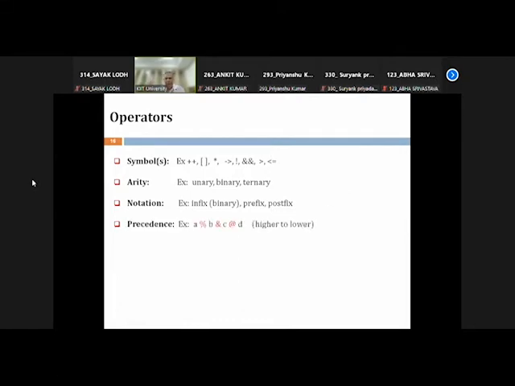Next, I wrote an expression where the red symbols are operators, all binary: A percentage B ampersand C at the rate D. Percentage, ampersand, and at the rate are the operators. A, B, C, D are data or operands. Can you tell which operator will be evaluated first here?